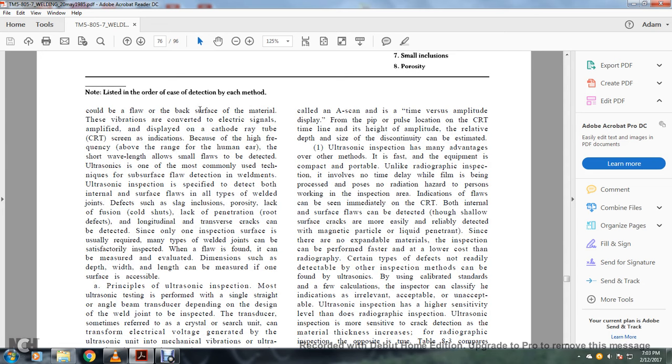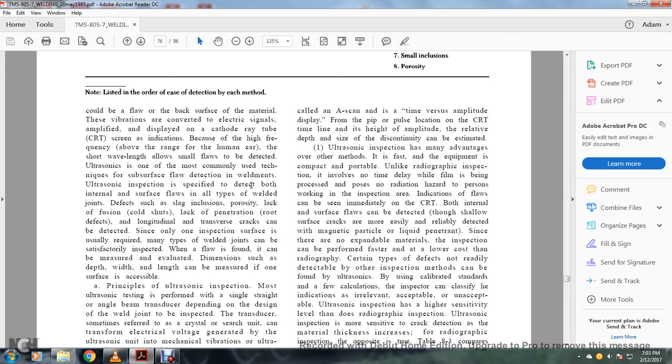It could be a flaw or the back surface of the material. These vibrations are converted into electrical signals, amplified, and displayed on the cathode ray tube screen. The indications appear on the screen because the high frequency is above the range of the human ear. The short wavelengths allow small flaws to be detected. Ultrasonic is the most commonly used technique for subsurface flaw detection.